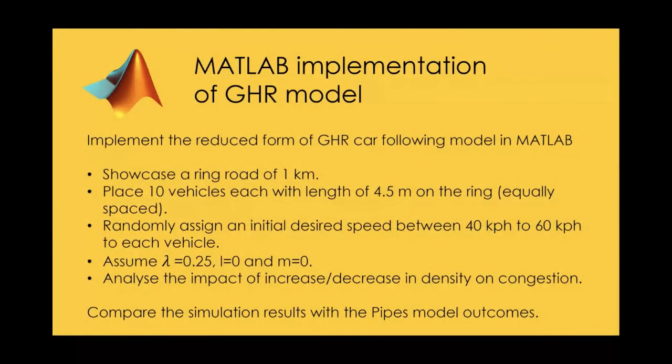So here is another practice problem for you if you want to challenge yourself, and it is very similar to the implementation of the Pipes model. Go ahead and try to code the GHR model in MATLAB in the same settings. Imagine we have a ring, place 10 vehicles on the ring, and model the GHR model assuming lambda is 0.25 and L and m are equal to 0. Then try to analyze how increasing or decreasing the number of vehicles on the ring affects congestion. And then you can compare your simulation results with the Pipes model as well. But again, this is totally optional. If you're comfortable with MATLAB and coding, you can give this a try.